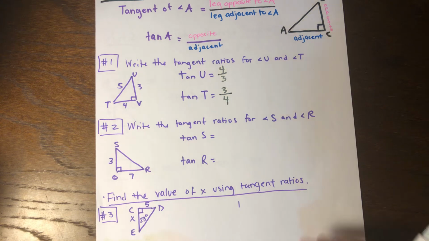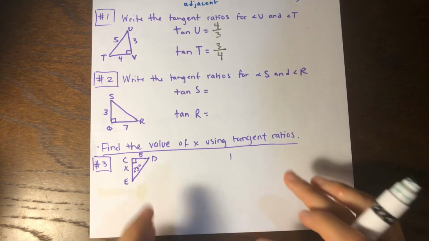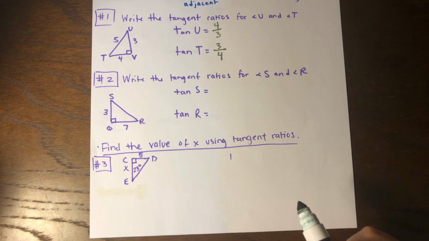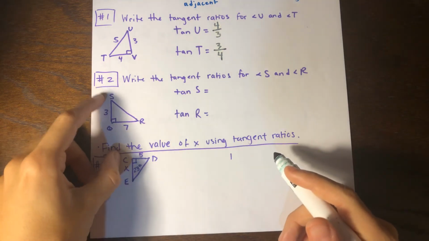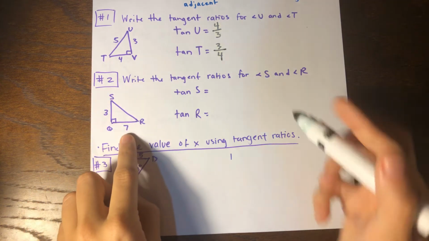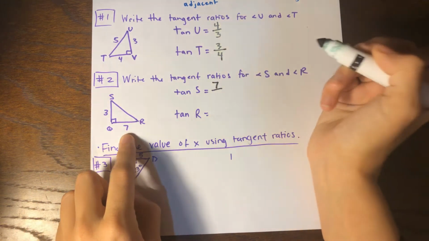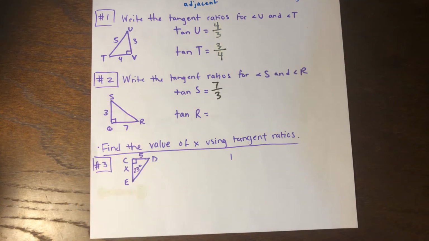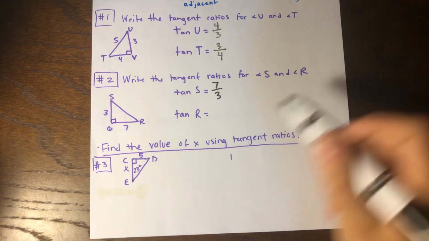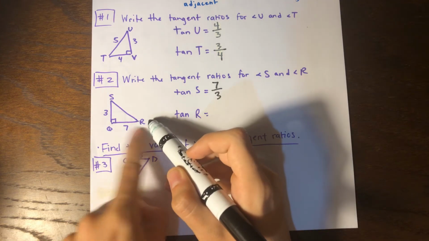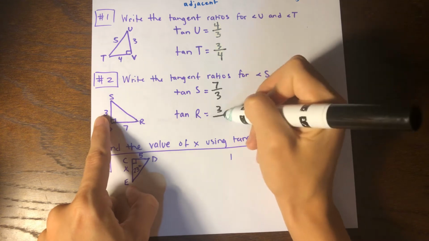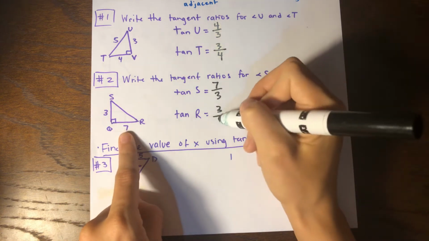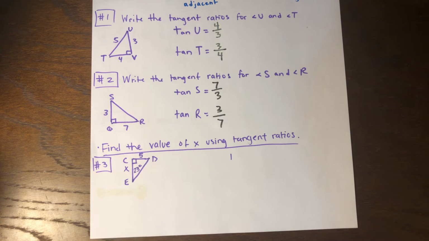Okay, let's try one more example of these. Number 2, find the tangent ratios for angle S and angle R. So we go to angle S, opposite over adjacent. Opposite of S is 7. Adjacent to S, that's not diagonal, would be 3. Can't simplify it, so we move on. Angle R, tangent of R. So opposite, which was 3, over the adjacent, which would be 7. So 3 over 7.